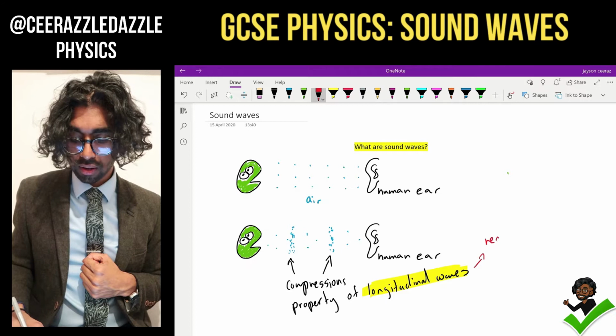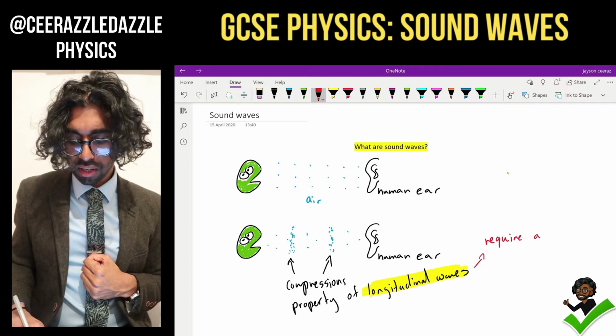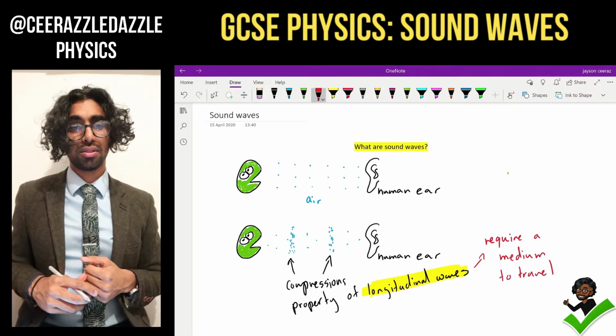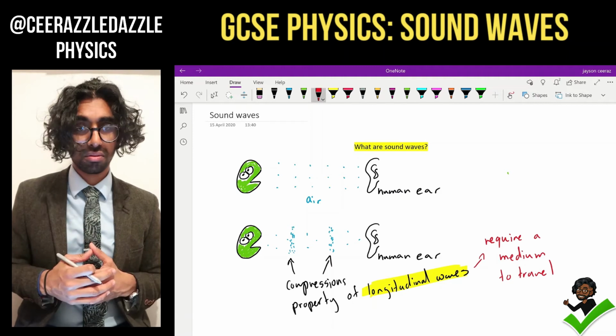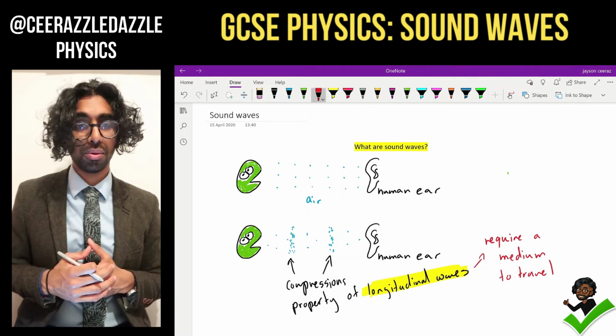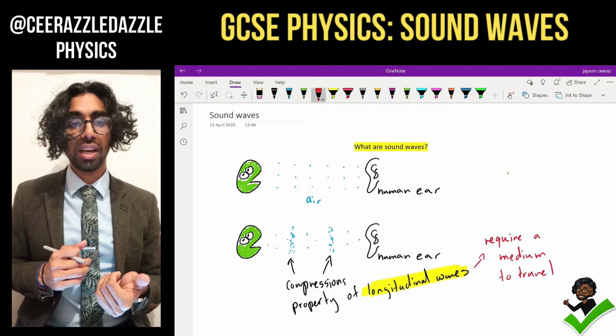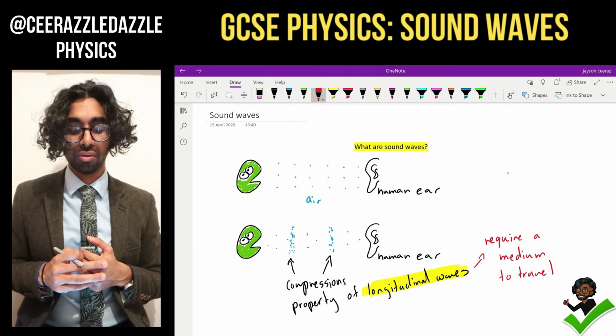They require a medium to travel. Nice. Just like water, solids, yeah, all of them, totally fine. So, what are sound waves? They are longitudinal waves and they require a medium for them to travel.